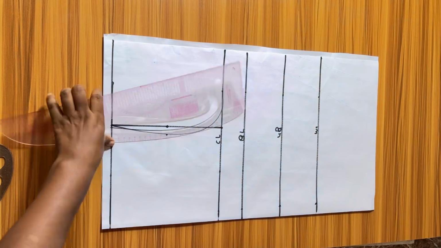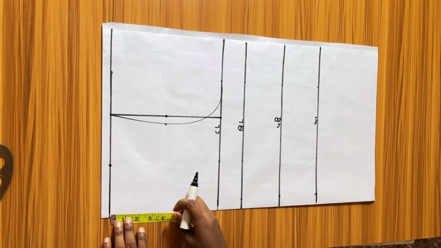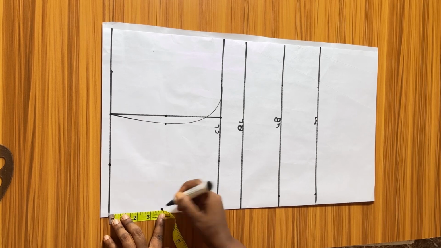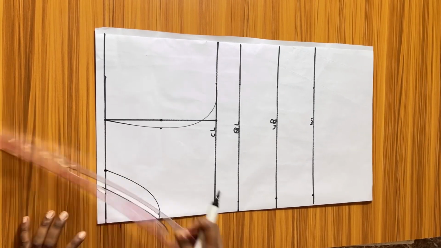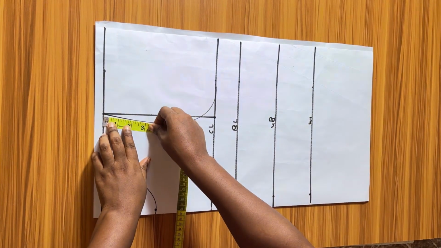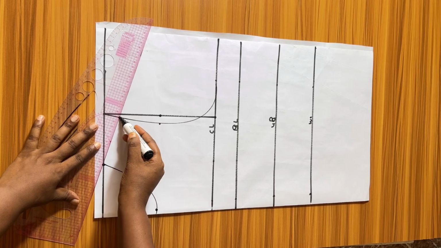So the next thing I did was to mark my neck width, which is 3.5 inches, and 4 inches for my neck depth. And after that, I went ahead to connect my points. So for my shoulder slope, I came down by 1 inch, then I connected it to the neck width, just like you would normally do when you're drafting a basic body.